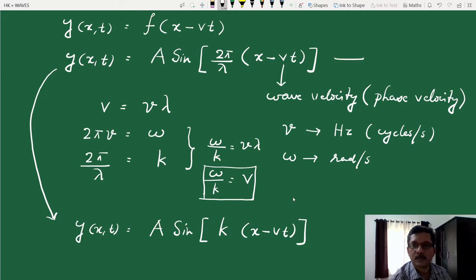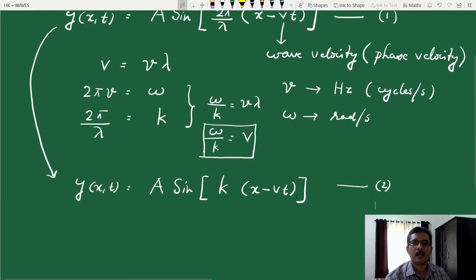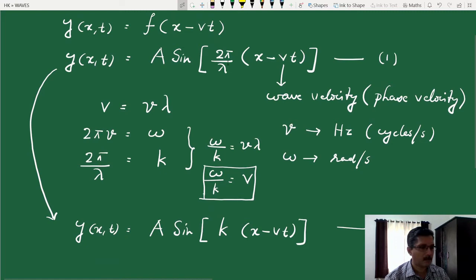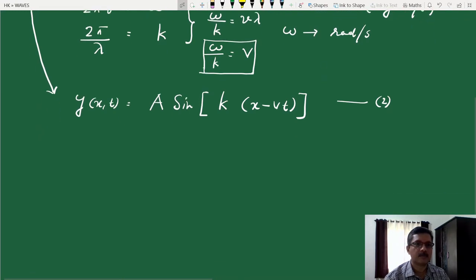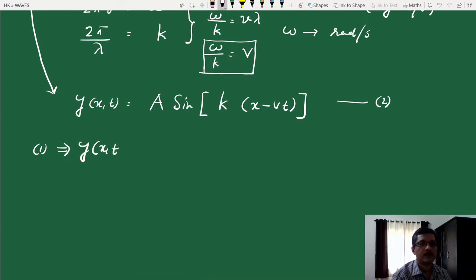Let us call this equation 1. Let us say this is equation 2. And another possibility is, let us multiply this 2 pi by lambda in equation 1. Let us multiply 2 pi by lambda with these two terms here. Let us open the bracket. Then we can get another formula. So from equation 1, the wave function you can write as a sine. So I am opening the bracket.